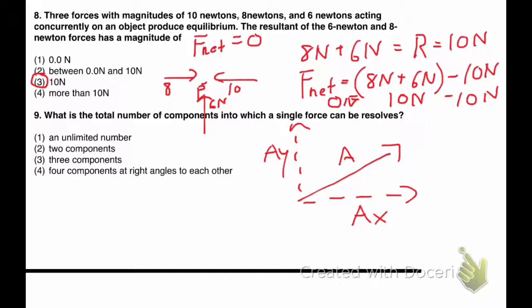Now, we know a lot about resultants. We've been doing the head-to-tail method, and we see that any number of force vectors could produce a resultant A. Since it doesn't just have to be vertical and horizontal, we can see that there is an unlimited number of components that could make up a resultant or a single force vector. Therefore, our answer is number 1.